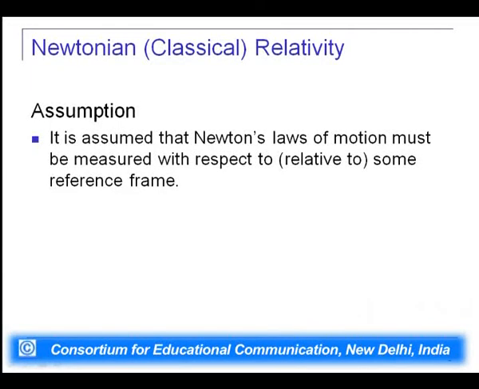First we talk about classical relativity, the era of Newton. What was the assumption at that time? It was assumed that Newton's laws of motion must be measured relative to some reference frame. When we talk about any point or any body, we define that body with respect to some coordinate system or frame, so that we can define the body's physical significance and all its parameters with respect to that frame.